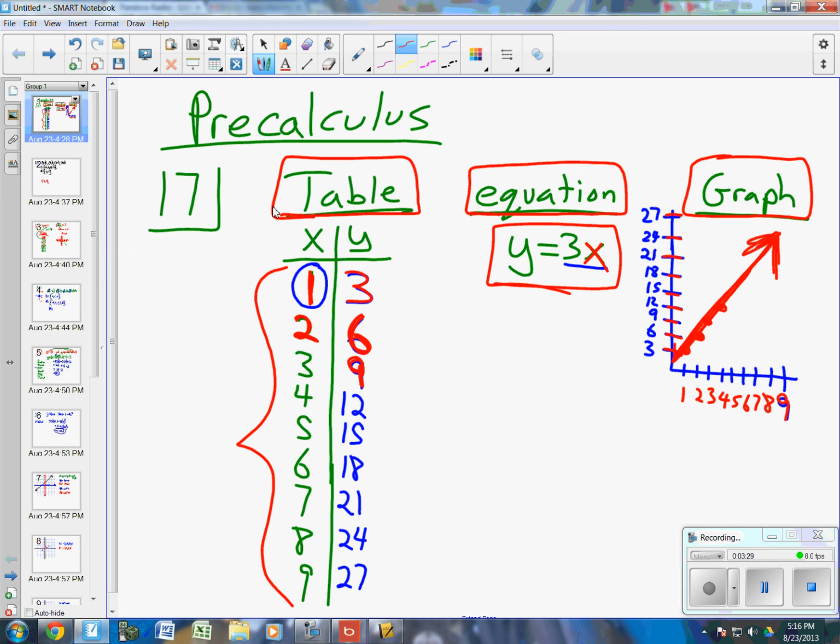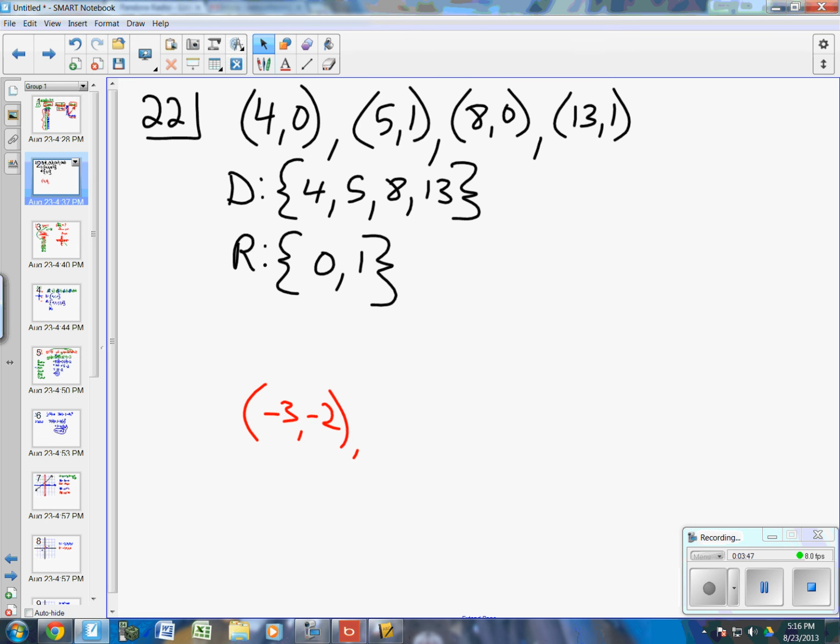Actually, we shouldn't draw the line in there, because this is a discrete function. They're integers, so I should just put the points: 1 comma 3, 2 comma 6, 3 comma 9, and so forth. Okay, that's problem 17. I'm going to go to problem 22.